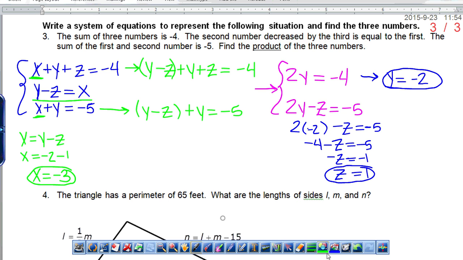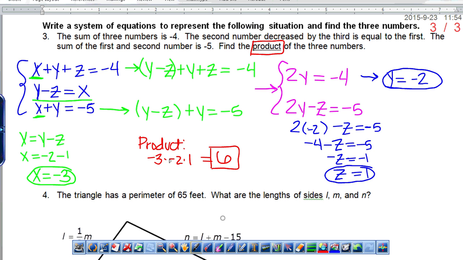Okay. So we've got our 3 numbers, and if all they were asking for was our 3 numbers, we would list those out. But instead, if you'll notice in the problem, we are asked for the product of the 3 numbers. So to get the product, I multiply. That's negative 3 times negative 2 times 1, which is going to give me a positive 6. So my final answer here is positive 6.